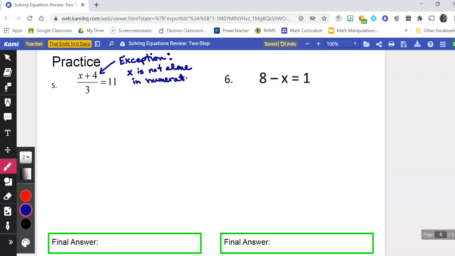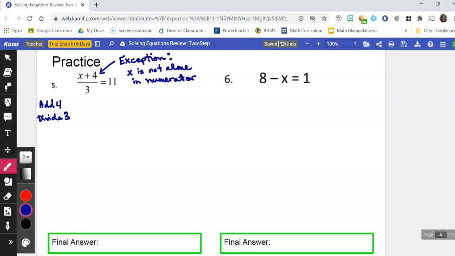So if you have a fraction where the x is not by itself in any part of the fraction, then that's the exception for what order to do things in. So technically, we have two things happening. We have adding 4, and we have dividing by 3.